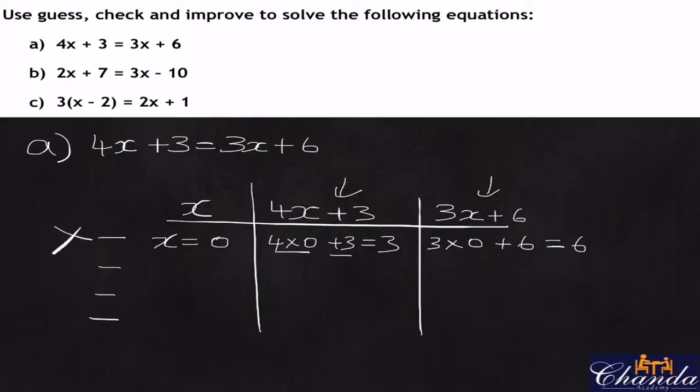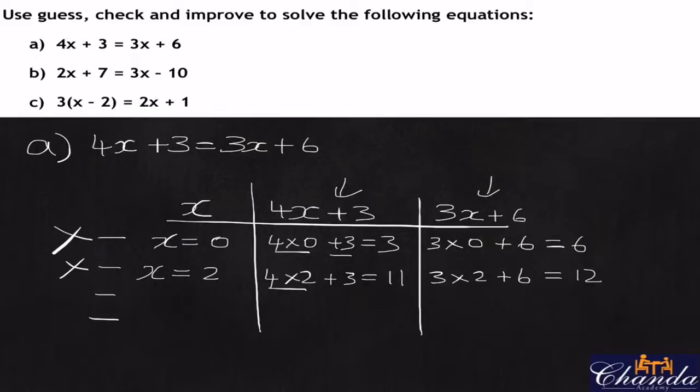Let's try x equals 2 this time, okay? So we have 4 times 2 plus 3, which gives me 11, because 4 times 2 is 8, plus 3 is 11. Then I have 3 times 2 plus 6. 3 times 2 is 6, plus 6 is 12. 11 and 12, very close. I have a feeling that x equals 3 might do the trick, where x equals 2 couldn't.